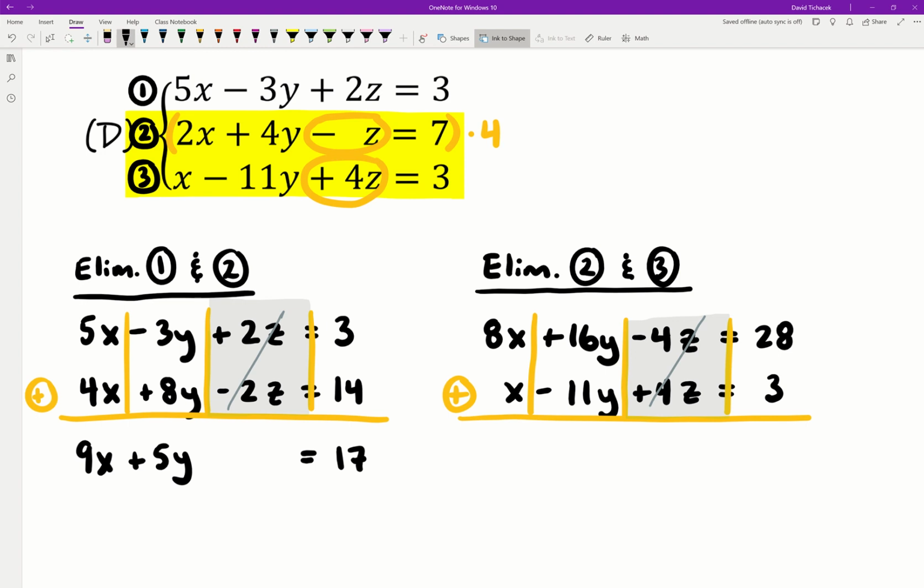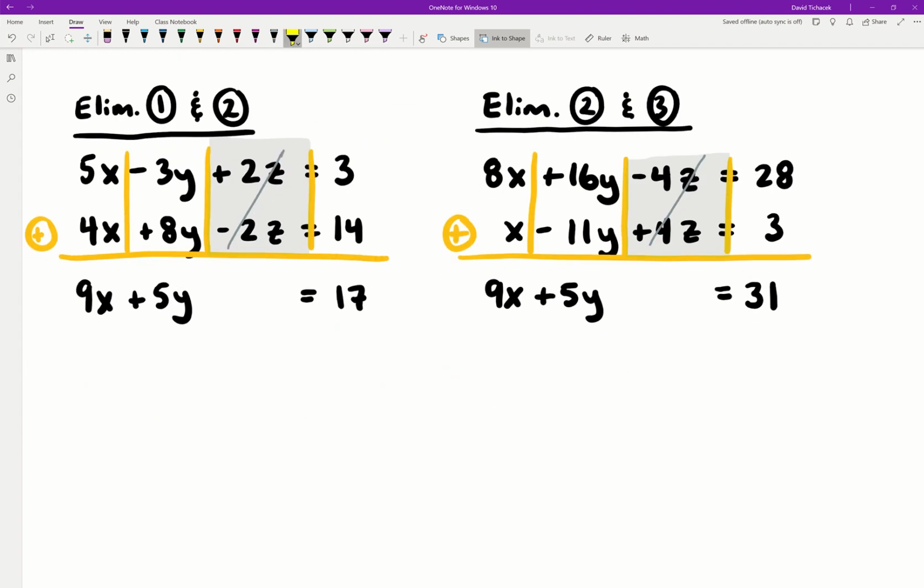And so in each column, let's go ahead and perform that, right? We're going to have here a 9x, and then we have 16 plus negative 11. That's going to give us plus 5y, and then that's going to be equal to 28 plus 3, which is actually going to give us 31. Okay? And so we can see here, taking our original system and picking pairs of equations to do elimination with, we arrive at these two equations right here. So we, of course, have 9x plus 5y equals 17, and then we have 9x plus 5y is equal to 31.